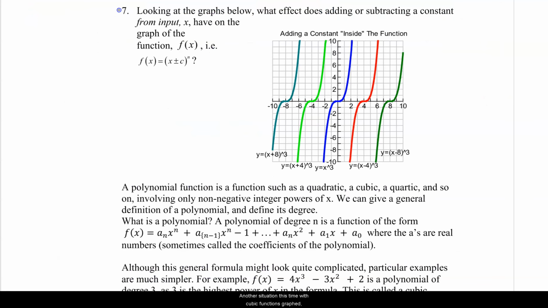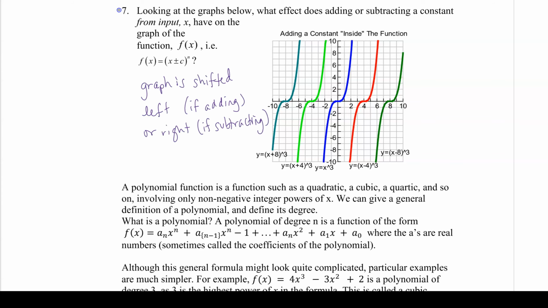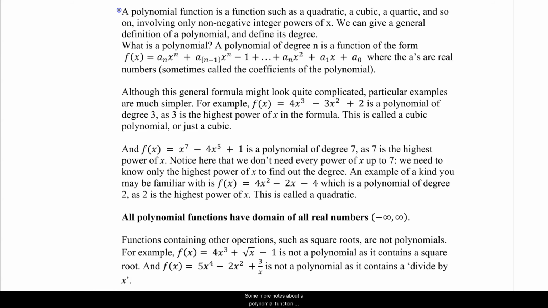Another situation, this time with cubic functions graphed, but talking about polynomial functions in general. When we add or subtract a constant from the input, we get a shift left or right. So we get this shift left or right. Some more notes about a polynomial function. Quadratic, cubic, quartic. We have a general definition of a polynomial. This looks pretty extensive, but all that we're doing is no square roots, no dividing by variables, whole number exponents for the powers on x.